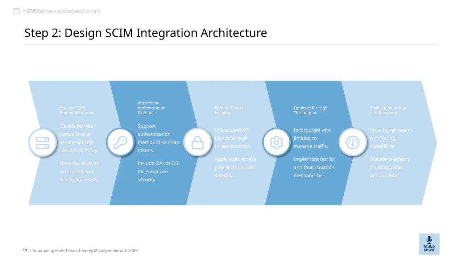Now, let's move on to step 2, designing the SCIM integration architecture. One of the key aspects here is providing per-tenant monitoring capabilities. This means we need to have visibility into each tenant's activity, which helps us diagnose issues and ensure everything is running smoothly. Including telemetry for diagnostics and auditing is crucial because it allows us to track usage patterns and security-relevant events, enhancing our overall oversight.